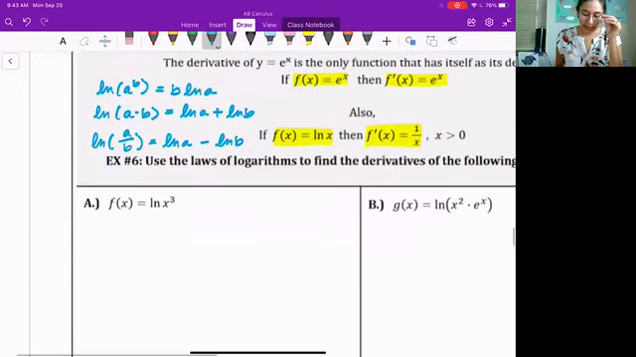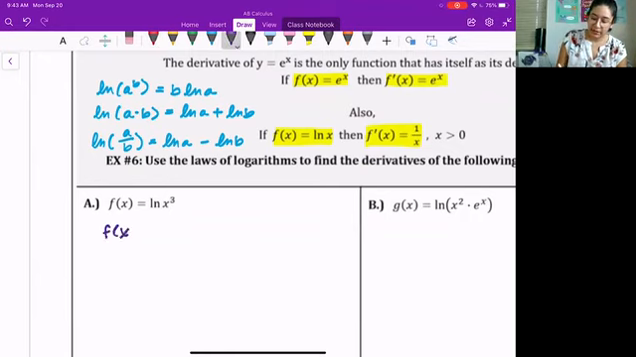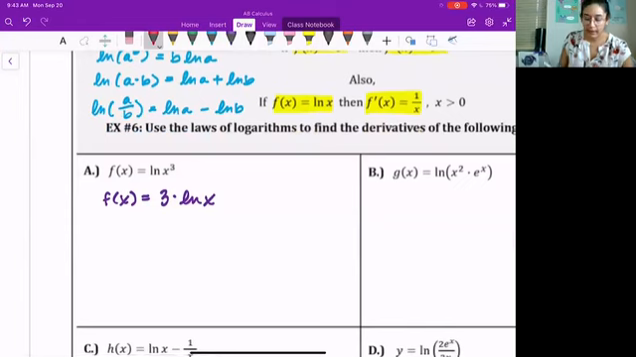Okay, so here on part A, I have the natural log of x cubed. Again, I want to be able to see just natural log of x. So before I derive, I'm going to rewrite, still talking about regular f of x. I'll take that exponent of 3 and move it to the front: 3 times natural log of x. And now I'm just seeing a plain natural log of x. Okay, so I'm ready to derive: f prime of x equals.